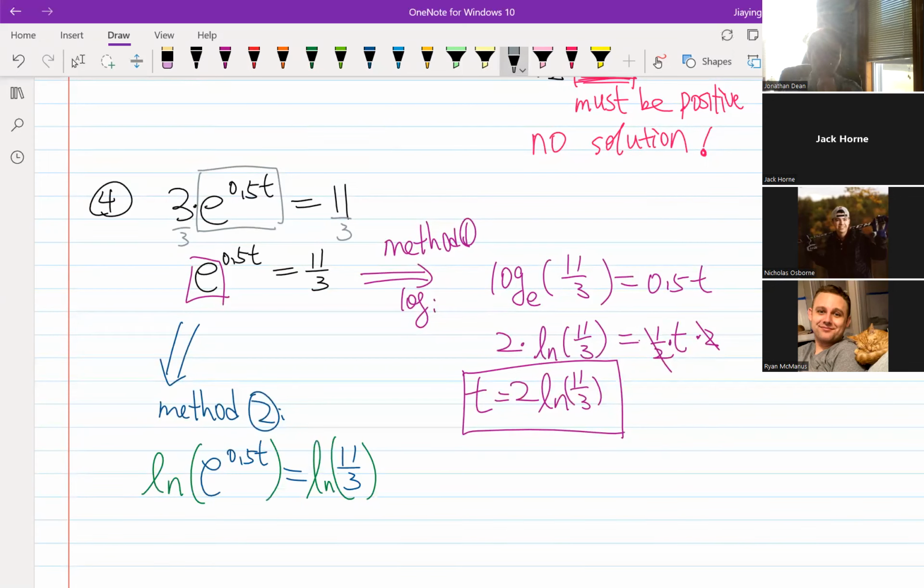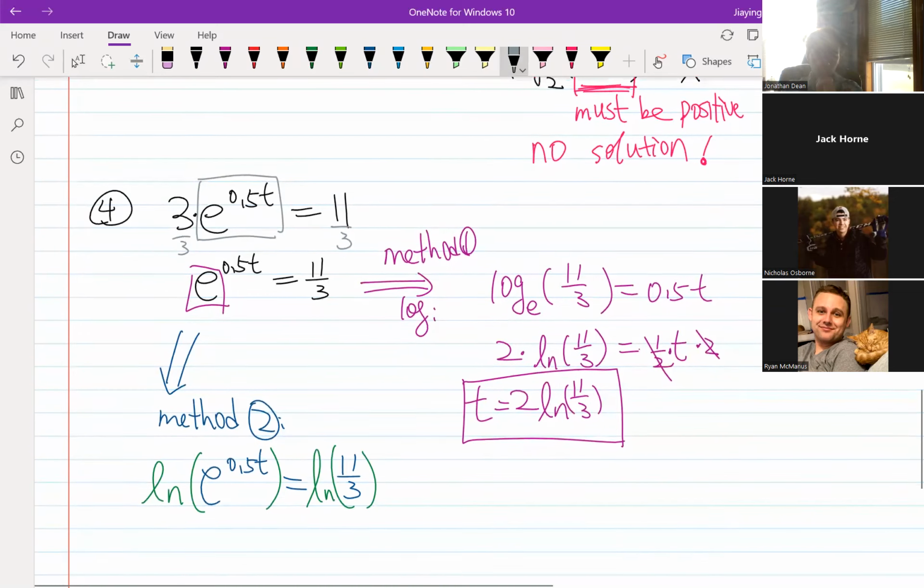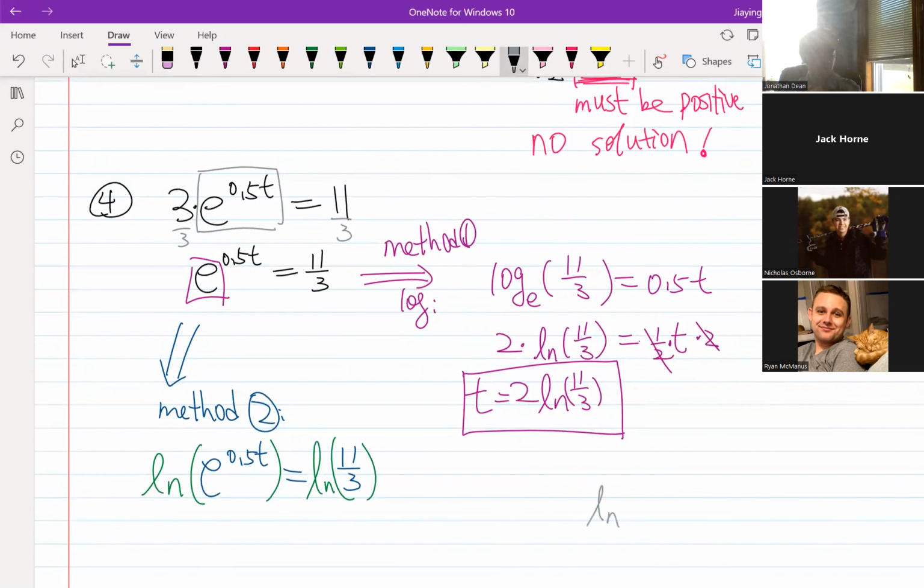And the natural log of e to the 0.5t is the same thing as the log base e of e to the 0.5t, right? And log base e and the exponential base e cancel. So every time you see natural log and the base e together, you can just immediately cancel them.